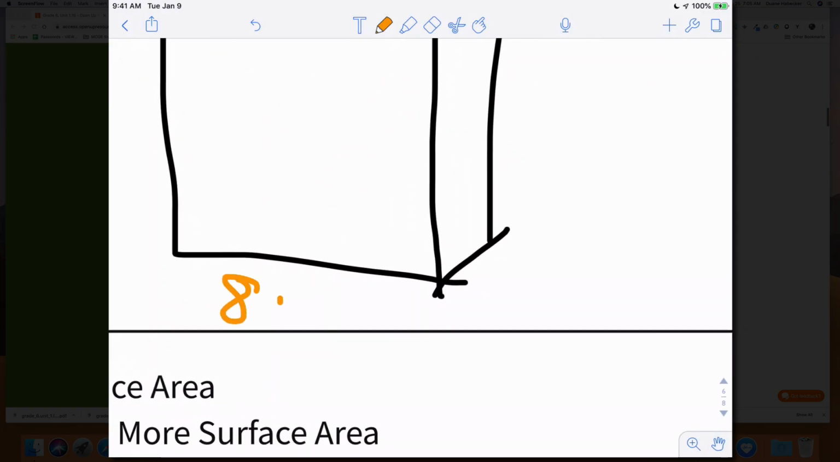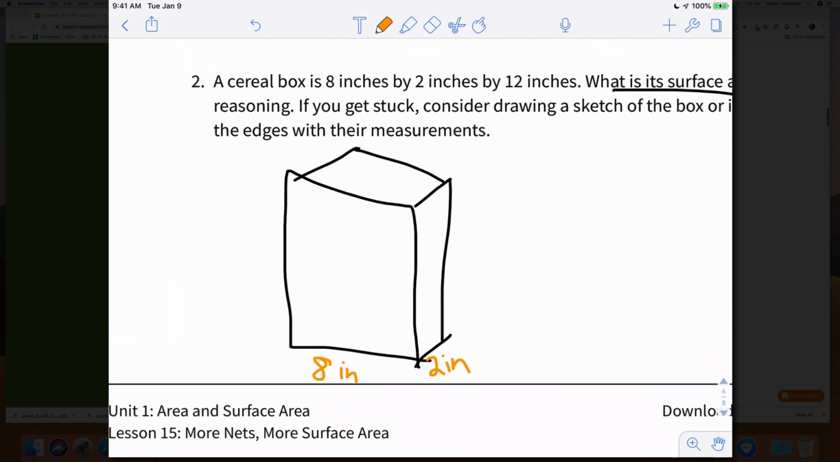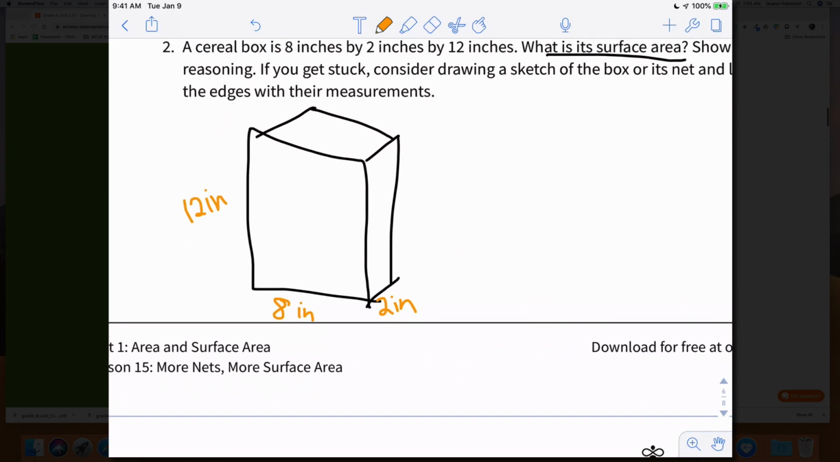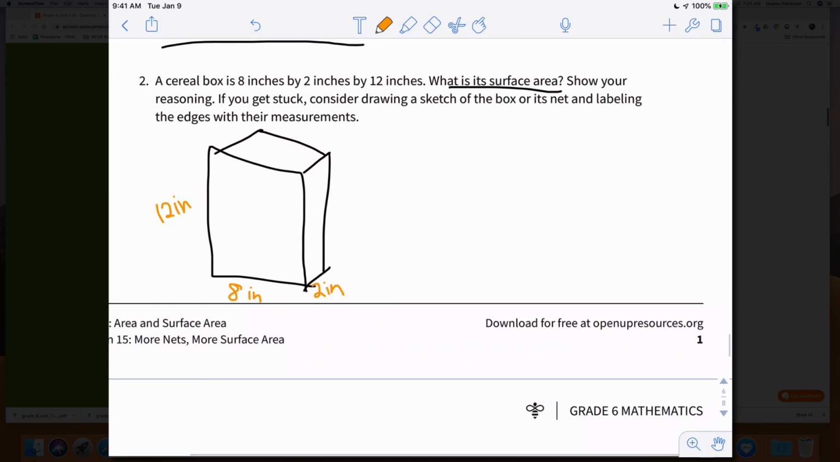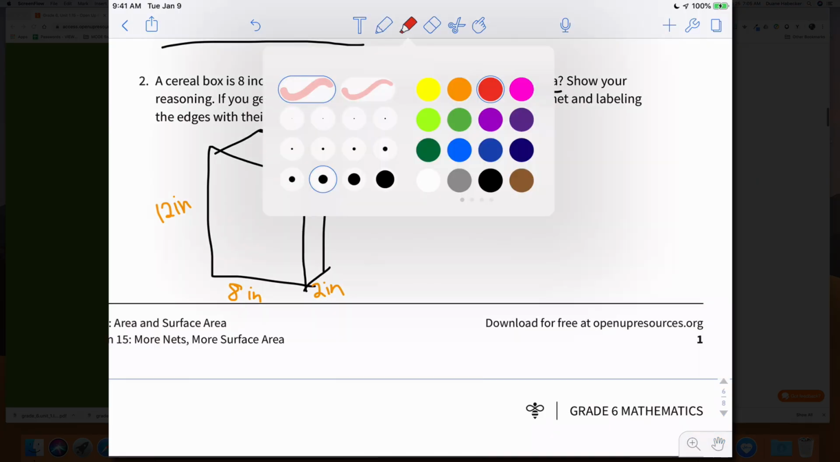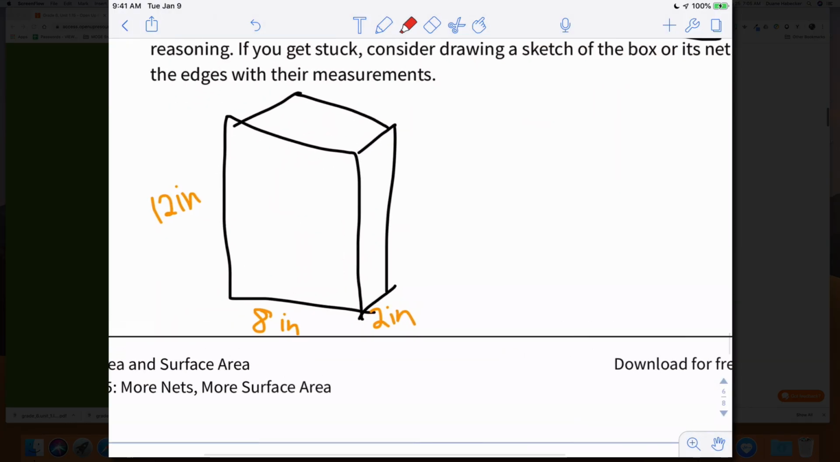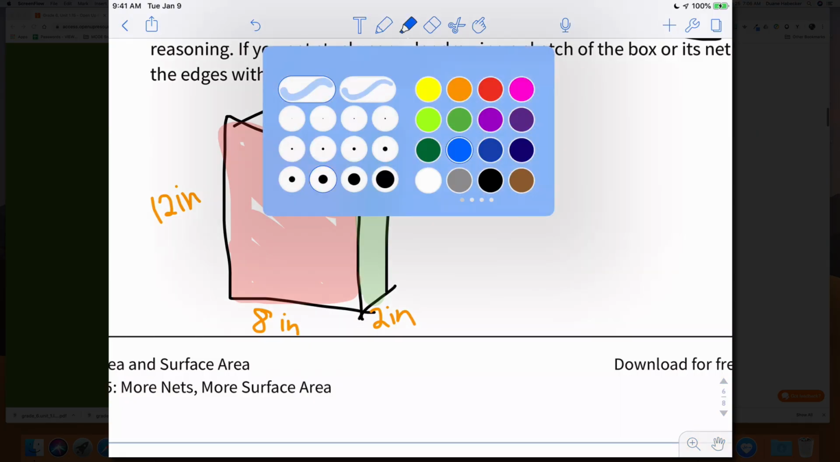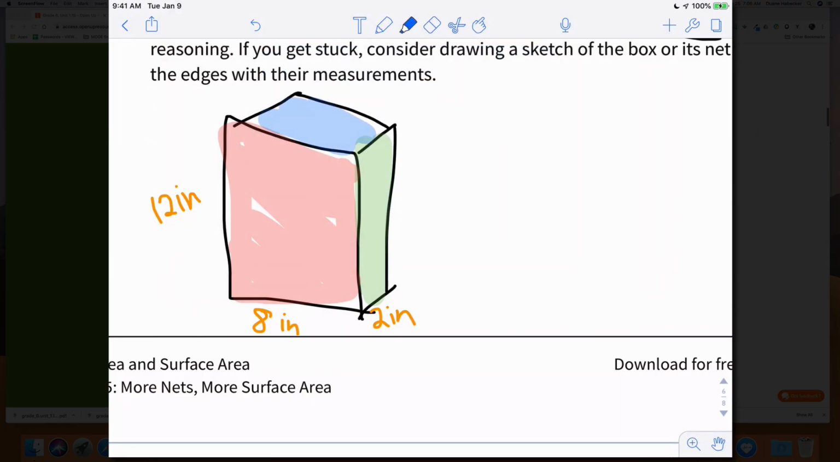So this is 8 inches. This is 2 inches. And this is 12 inches. All right, that's how I decided to make it because it's kind of like a classic cereal box. So now our job is to find the surface area. So we know that the surface area is going to be made up of 2 fronts. Here's one front, a front and a back. And then we've got 2 of these sides. I don't know, let's call it a left side and a right side. And then we have a top and a bottom.